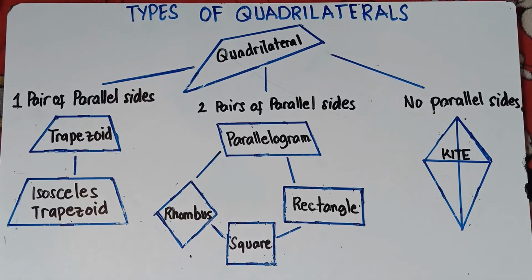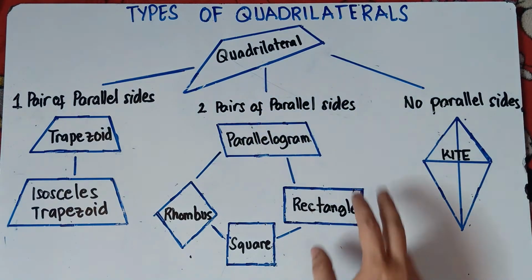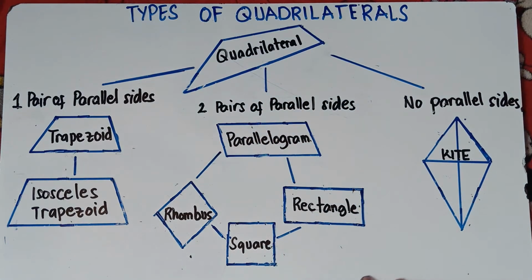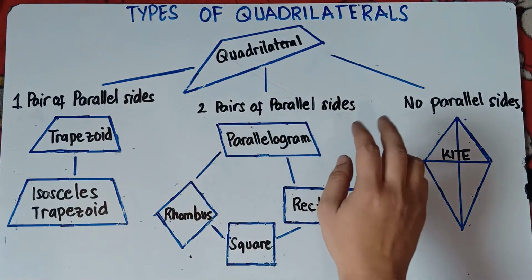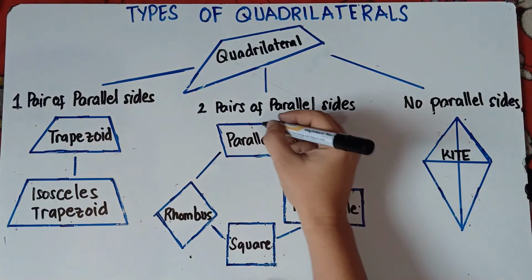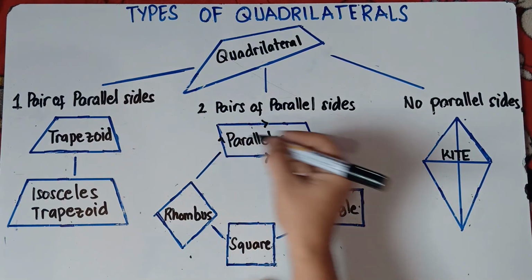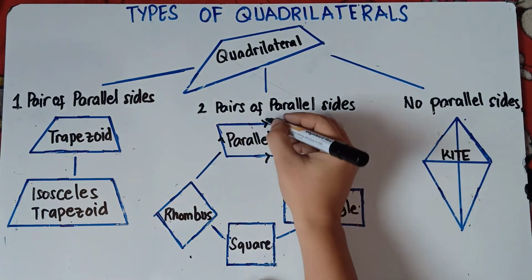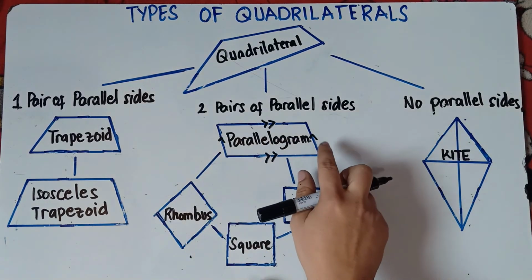Alright, so let's proceed now to the diagram of the types of quadrilateral. So we have the quadrilateral at the top. I hope, class, it's clear for you. I just drew this one manually. Let's start with the two pairs of parallel sides. Once again, the basic definition of a parallelogram: two pairs of parallel sides. So this side is parallel to this side, and this side is parallel to this side. Once again, this side right here is parallel to this side, and this side is parallel to this side.